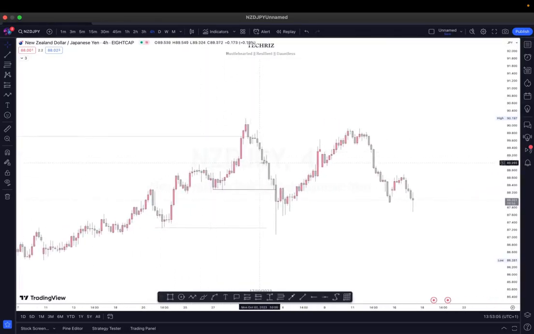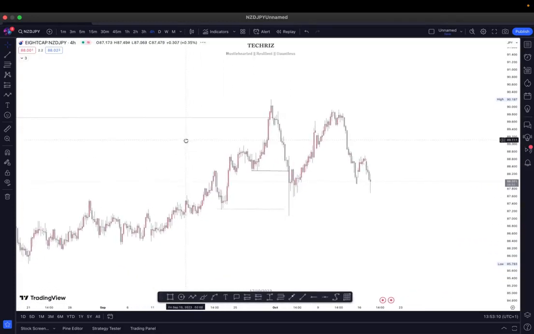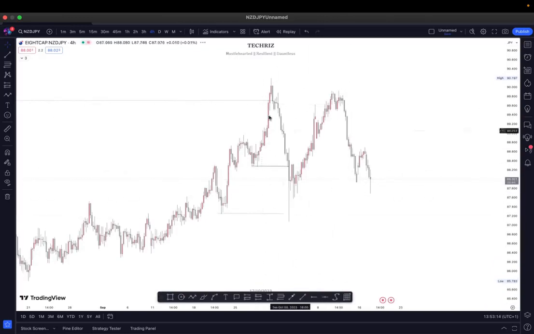Now, most persons would see something very, very familiar here. When the market broke this low, the market came down here and then stopped at this point. So we could just mark here.